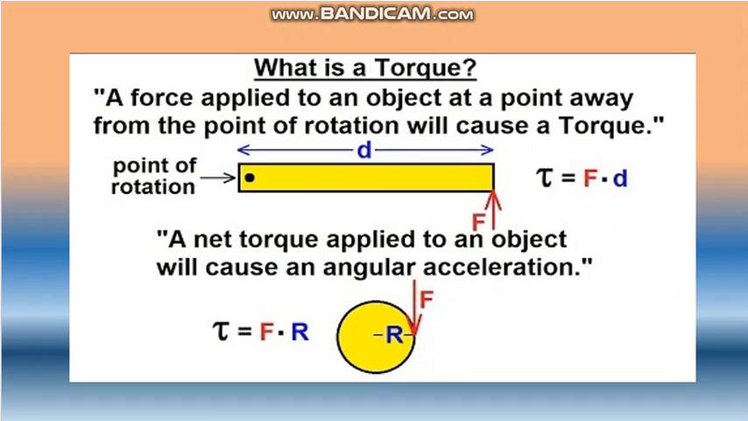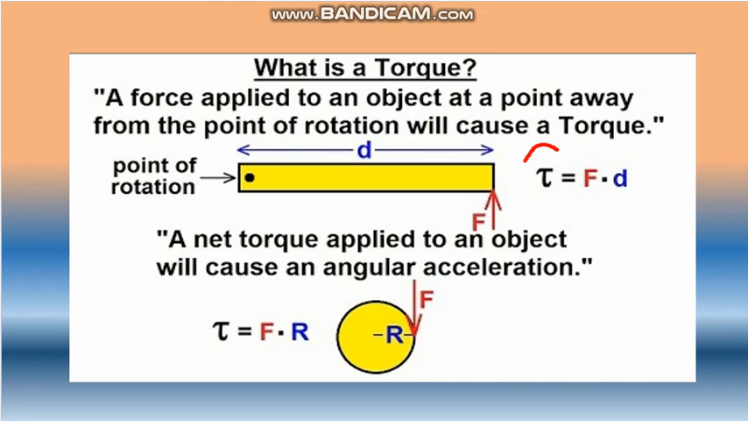The turning effect of force on a body is called torque or moment of force and is equal to the product of force and moment arm. Student, moment arm can be defined as the perpendicular distance between the axis of rotation and the line of action of the force. The formula of torque is tau = F multiplied by d.